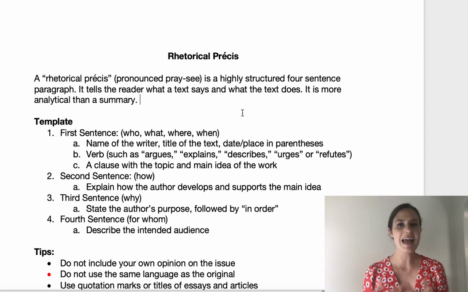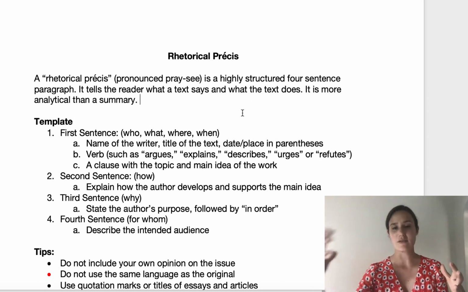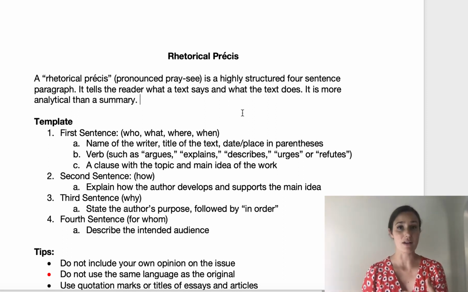Also, a rhetorically active verb. So you don't just want to say something like writes or says. Your verb should be really specific, like argues, refutes, describes, contends, explains, urges. Try to use a really specific verb. And then, of course, a clause with the topic and the main idea of the text that you're going to be talking about. Usually that sentence will have a word like that in it. It will be a that clause, but a sentence that has the main idea of the work in question.